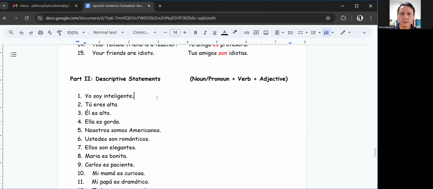Yo soy inteligente. I feel like you guys should be pretty fast at this. I am intelligent. You are, sorry. Tú eres alta. You are tall. And we're talking to a man or a woman? A woman, right? Because it's alta. That's feminine. Okay. Él es alto. He is tall.